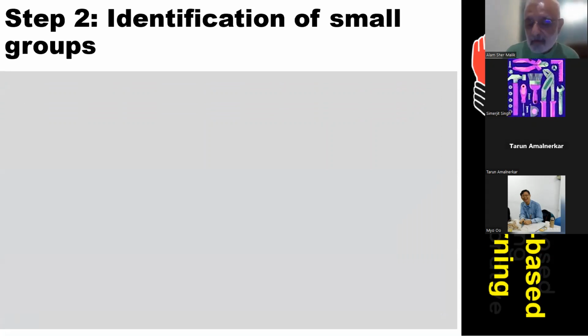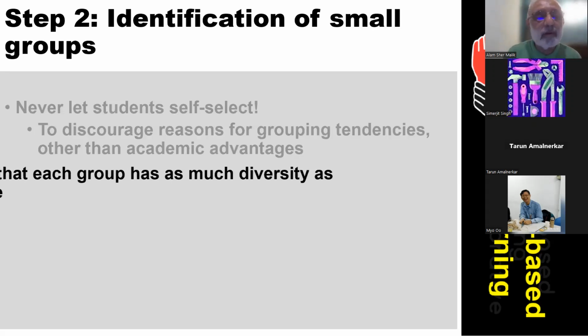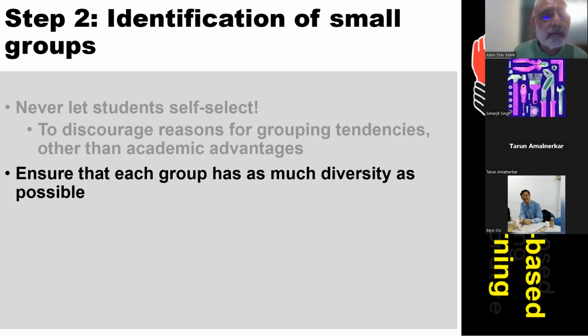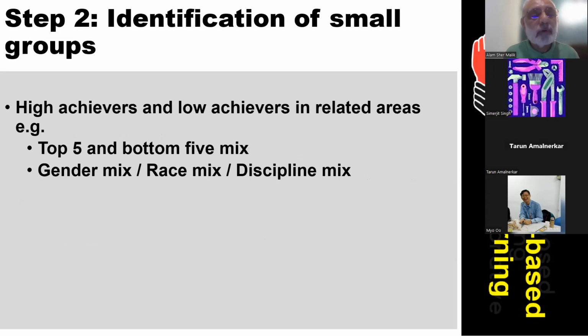Now, second, identification of small groups. So important here is that we do not allow students to choose their own groups. We prefer to make these groups ourselves, because then we want to have a good mix of students: high achievers, low achievers, diverse male, female, and ethnic groups, and make the group process transparent. So students should not have complaints why they were assigned to a certain group.